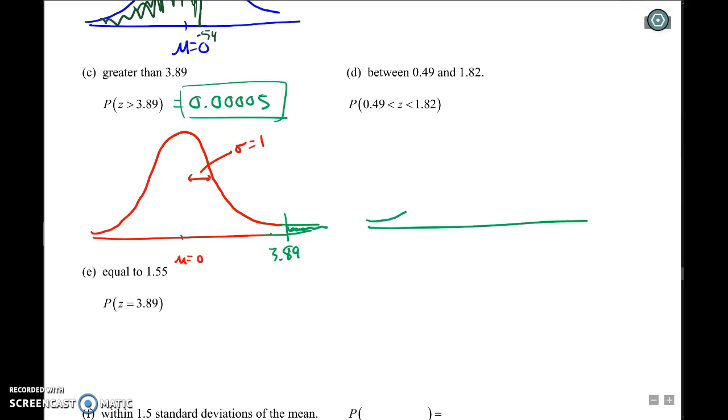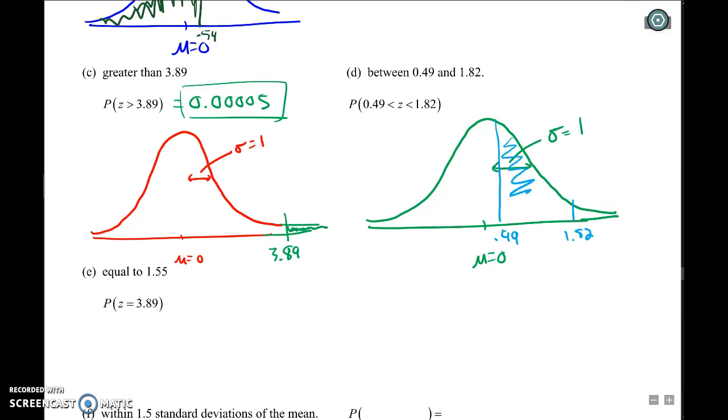It's getting a little repetitive, but practice, practice, practice. Mean is 0. Standard deviation is 1. And I want the area between 0.49 and 1.82. I don't know what that's going to be. Probably about maybe 35, 40%.